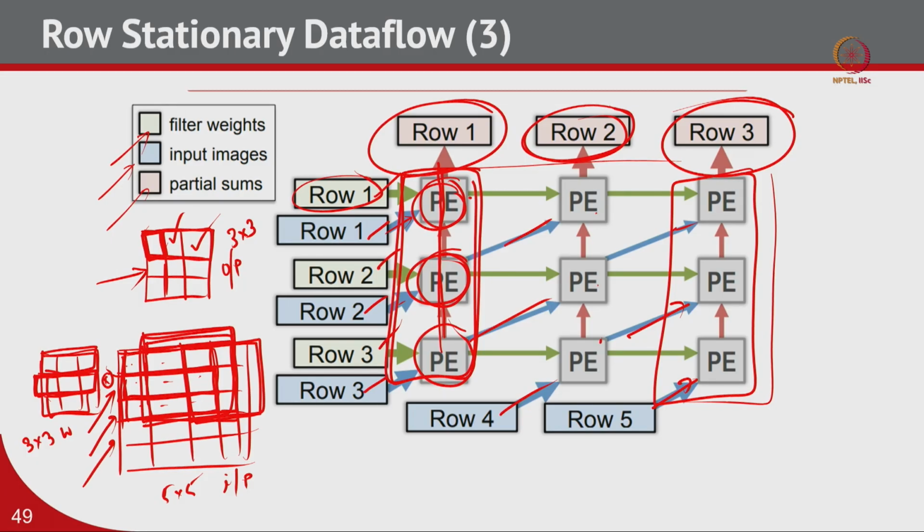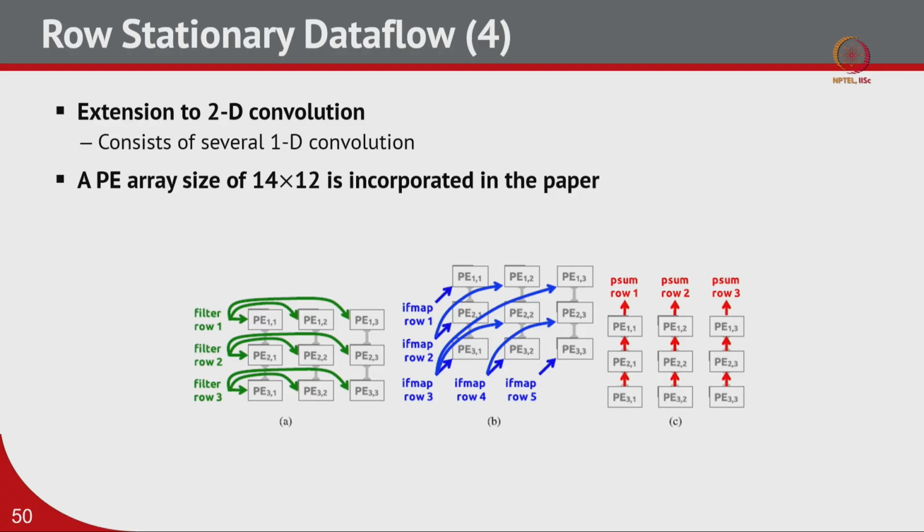So, from each set of PEs we are obtaining one particular row of the output feature map. So, that is how this row stationary data flow works. I hope you understood it. Now, we just saw the row stationary data flow as an extension of the 2D convolution, which consists of several 1D convolutions. Now, in the Eyeriss architecture, they have incorporated a PE array of size 14 by 12, which is performing this row stationary data flow based convolution.